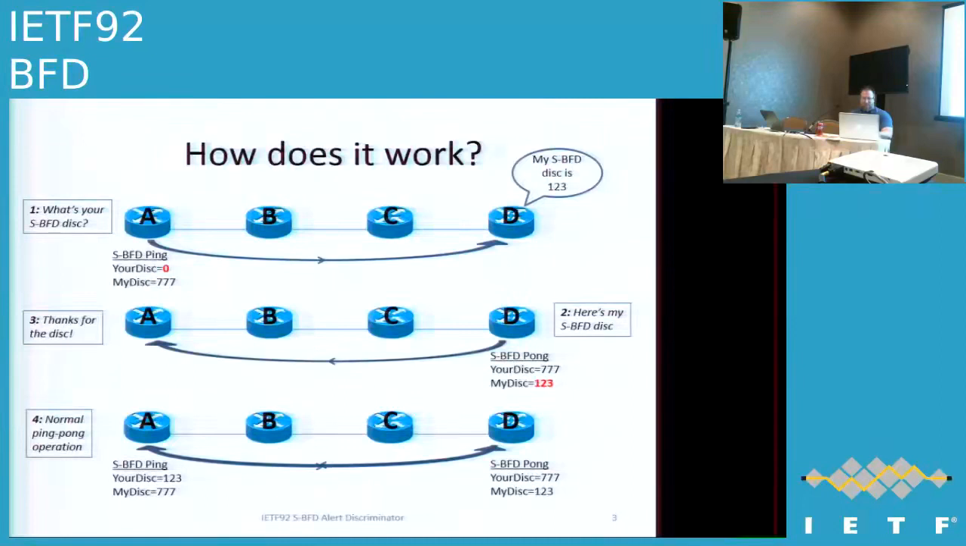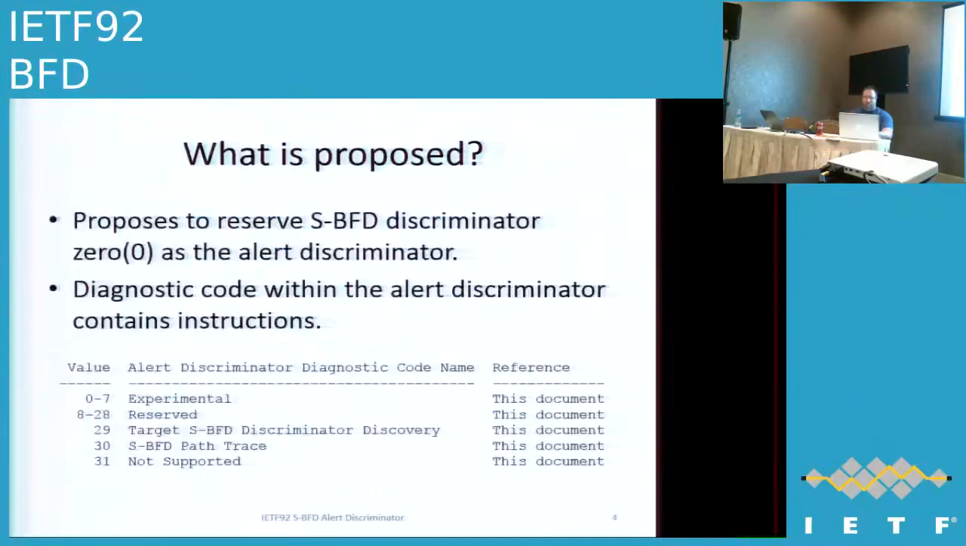Okay, thanks. I think there's one more slide after this, maybe. Let me quickly go over this. This is just pretty much a repeat of what I said on the first bullet, 0 as the alert discriminator. The secondary thing is that it does provide extra capabilities for future extensions, by being able to encode a specific diag field which has specific instructions defined for it.